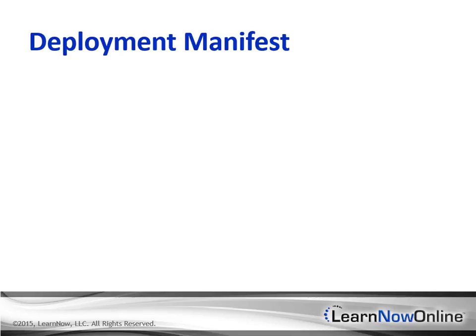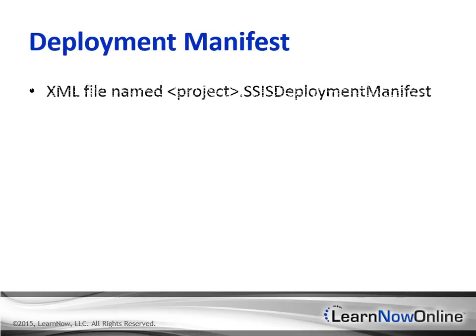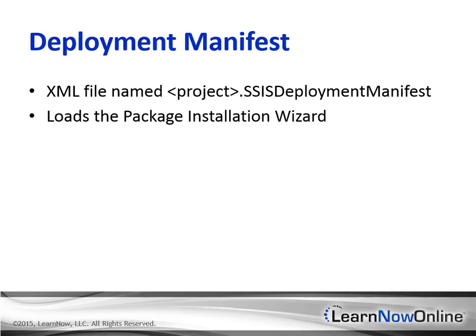All right, I've mentioned a deployment manifest. The deployment manifest file is an XML file with the default name of project, whatever the project name is, .SSISDeploymentManifest. When you double-click a file with an extension of SSISDeploymentManifest in Windows Explorer, where you have installed Integration Services, Windows will launch the package installation wizard, and you can get right to work. So this manifest file contains information that the package installation wizard needs in order to deploy the package.